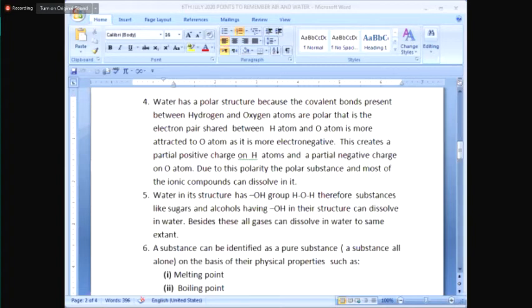So what will happen? This is called polarity. So if you are asked to define polarity, you'll say polarity is created when the pair of electrons is not shared equally, creating a partial positive and negative charge on the bonded atoms. And when this concept takes place, we call it polarity, and the structure becomes polar.